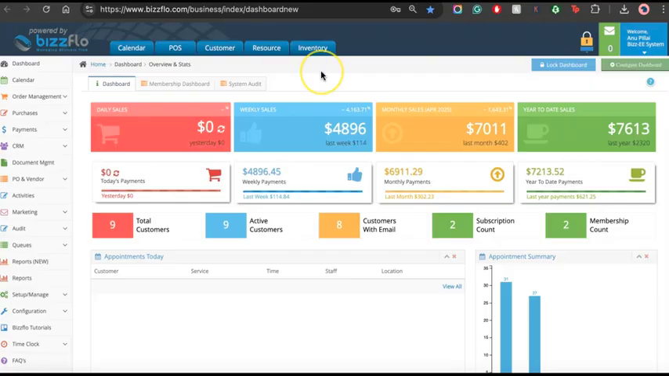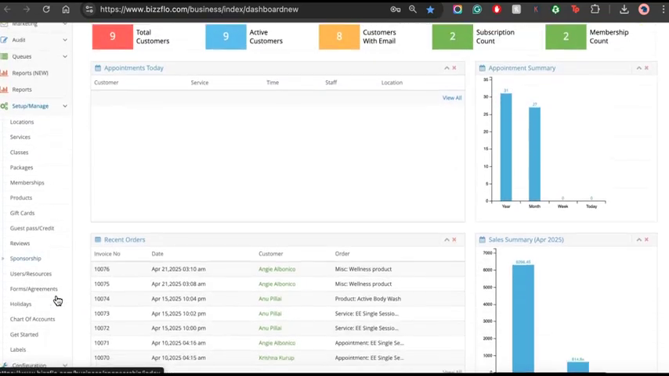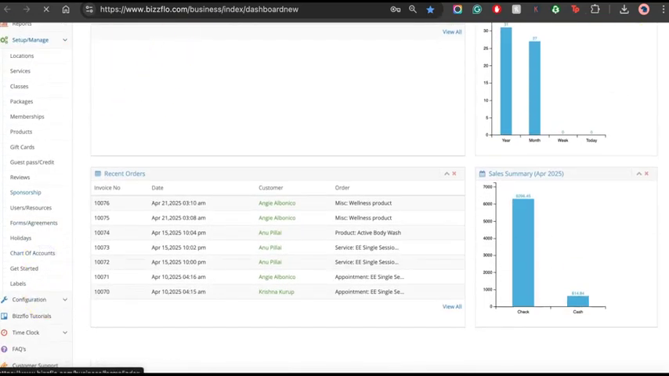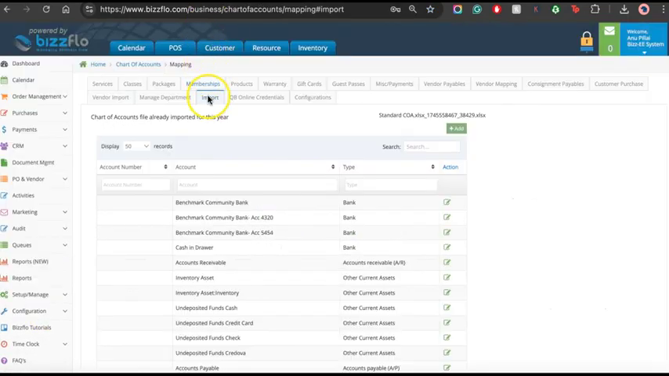Navigate to Setup, Manage Chart of Accounts. Open the Import tab where you uploaded your chart of accounts. This is where it will be stored. Each service offered should be mapped to the QuickBooks chart of accounts for accurate financial reporting.